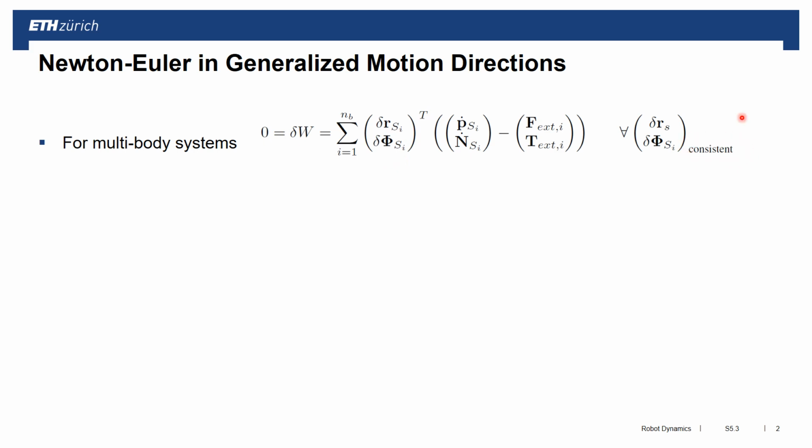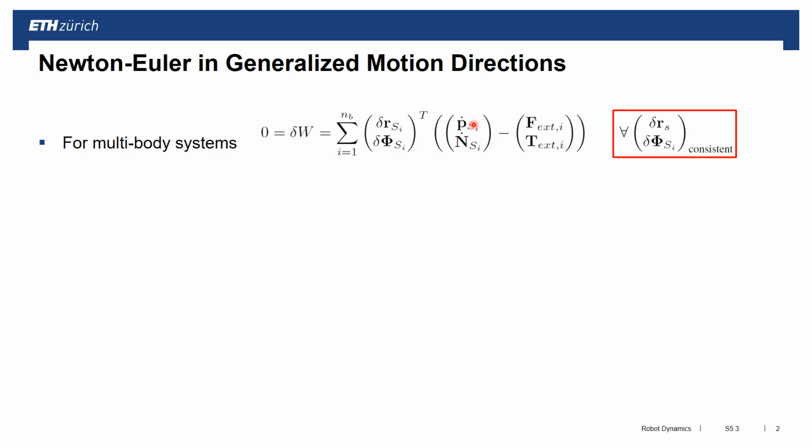So if I have two bodies which are connected through a rotary joint, obviously I cannot arbitrarily choose the displacement of body 1 and body 2. I have to choose them such that they're consistent with this individual link joint that is in between. And this is what we're going to do here. So we have to first formulate what are variations in position and rotation which are consistent with the joints that we have in this multi-body system.